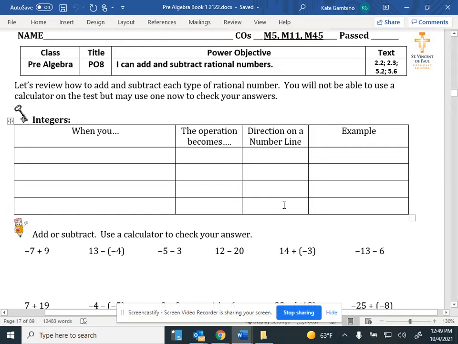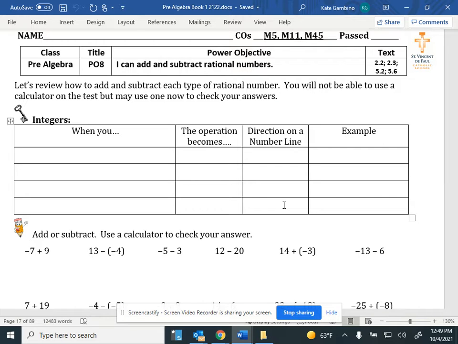Okay, today we are starting our PO8. This is I can add and subtract rational numbers. So the last time we were comparing those numbers, we were saying greater than, less than with fractions and with decimals. Today we're going to be working on adding and subtracting them.